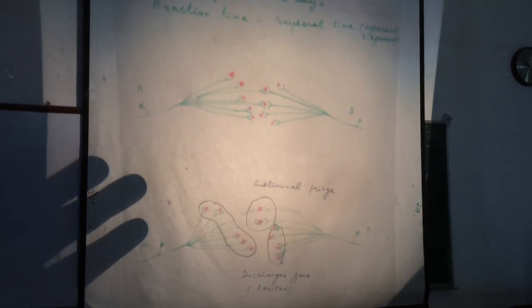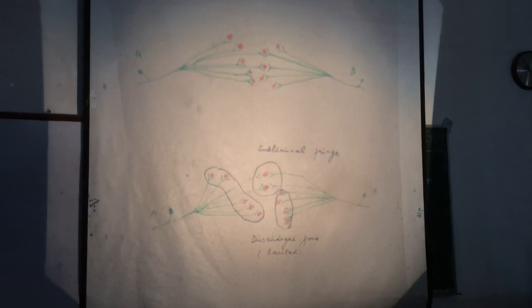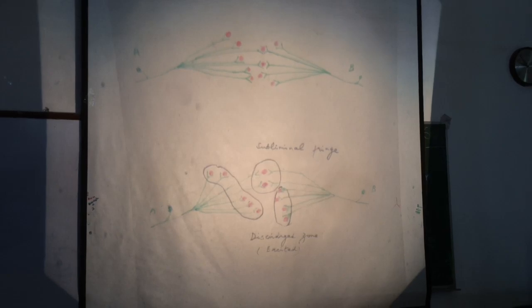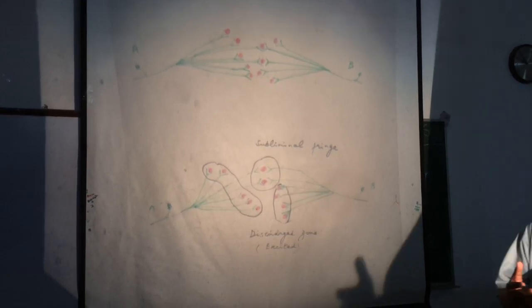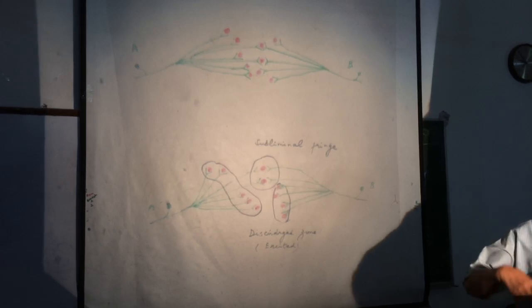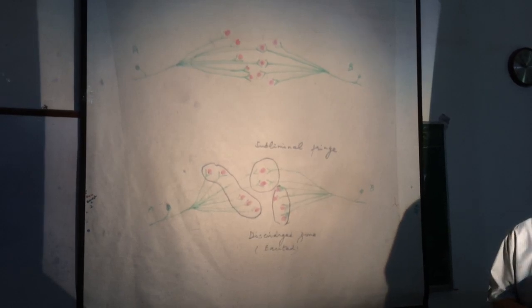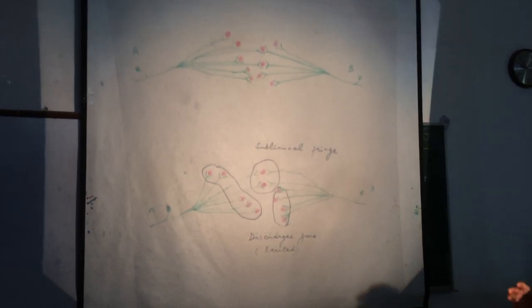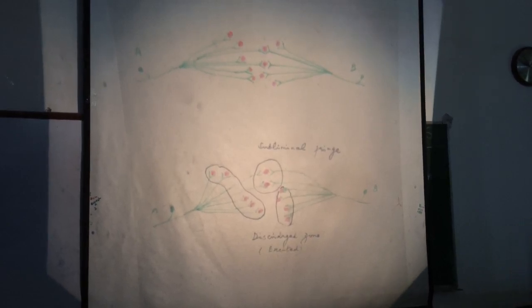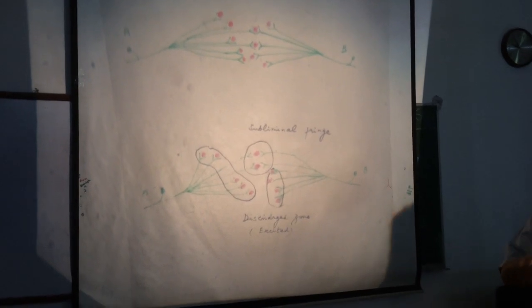The next property of this reflex action is facilitation. What is facilitation? When the response of the motor neurons or postsynaptic neuron is more than expected, it is called facilitation.